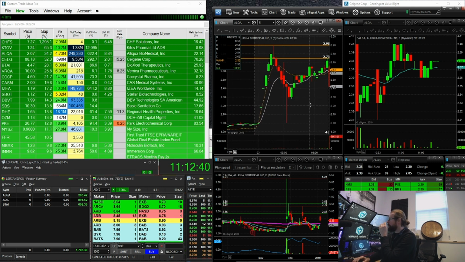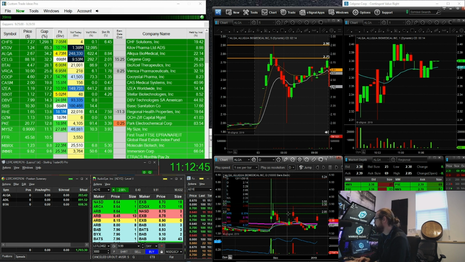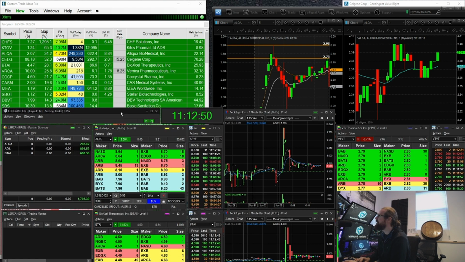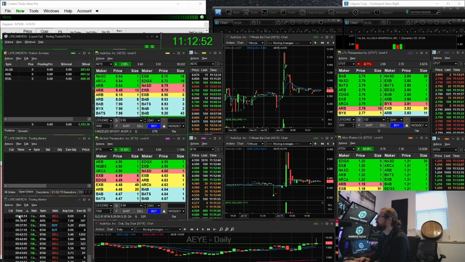I, on this one, was a little cautious knowing that the last day it gapped up, it sold off on this red candle here. But I did take a stab at it out of the gates. So I'll sort my trades here. Let's see, there we go. So I took two trades, two buy orders at 275 and 277.